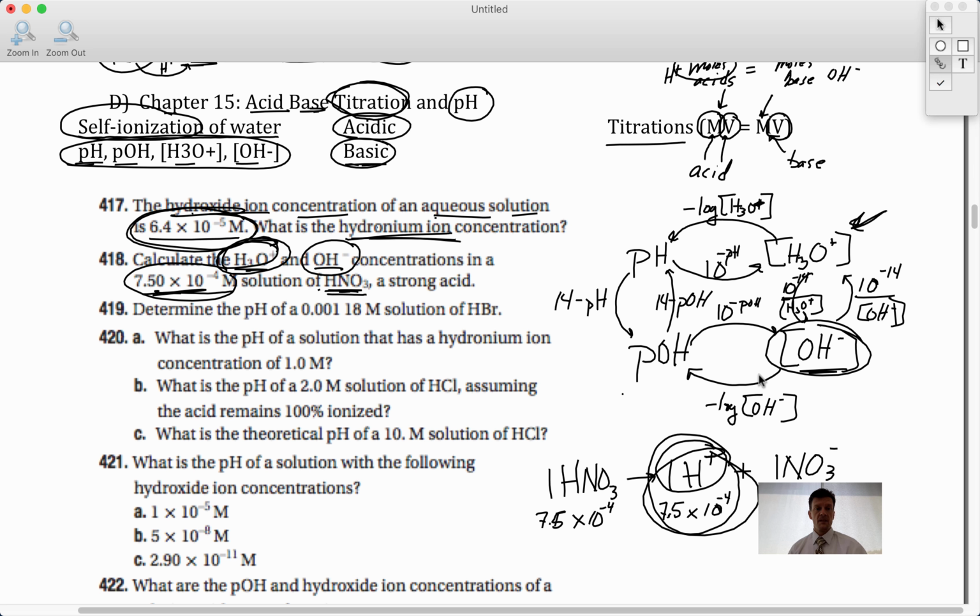Okay? Determine the pH of that concentration of HBr. Same thing. This is a strong acid. So by giving you the concentration of the HBr, they're giving you the concentration of the H plus, the hydronium right here. And all you need to do is take the negative log of that concentration.